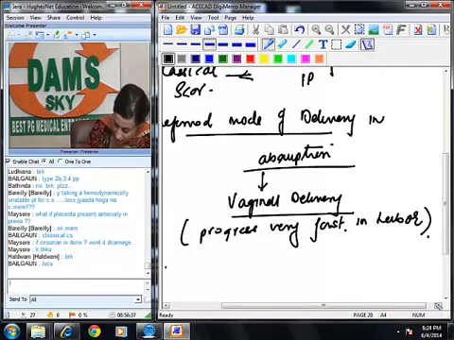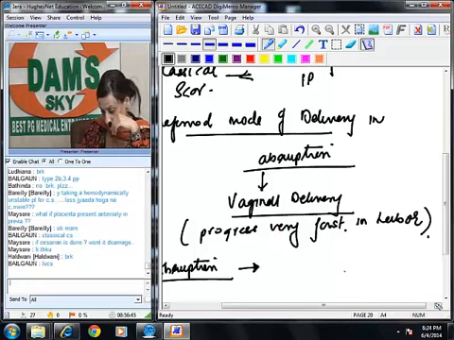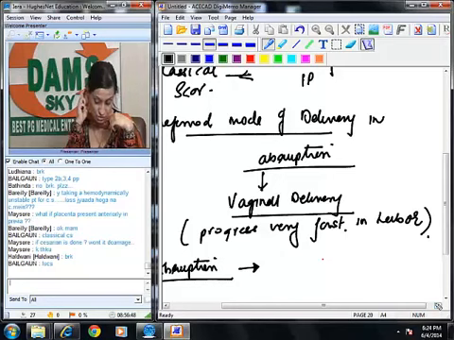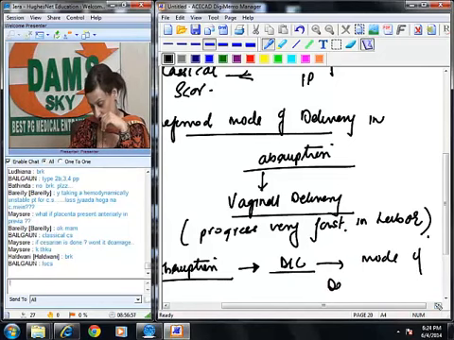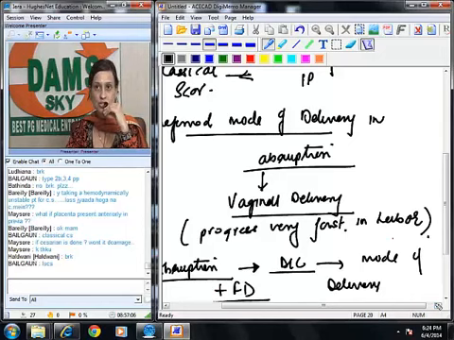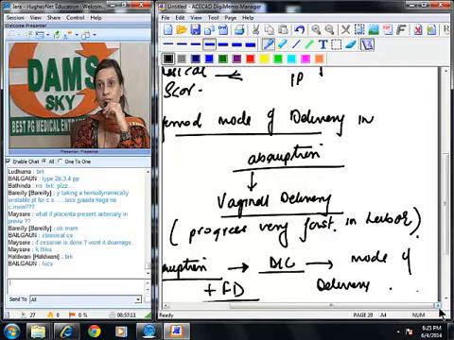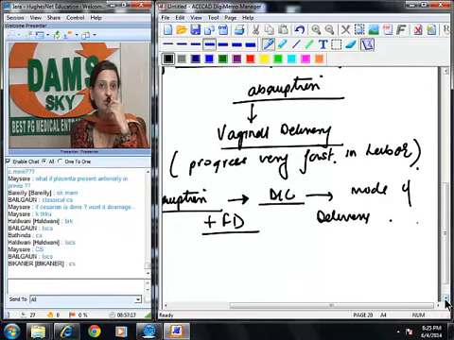If a patient of abruption goes into DIC, then what is going to be the mode of delivery? And let's say the patient is a case of abruption, she has DIC and she also has fetal distress. What is the mode of delivery? Now that is the catch in the question here.